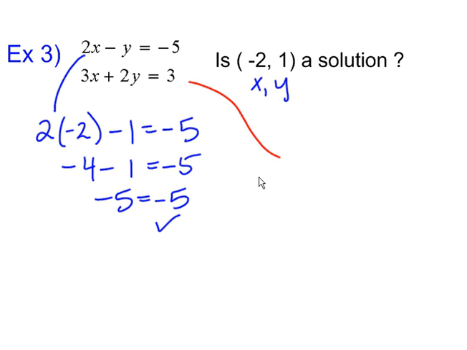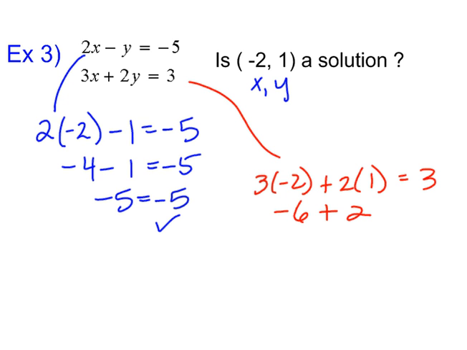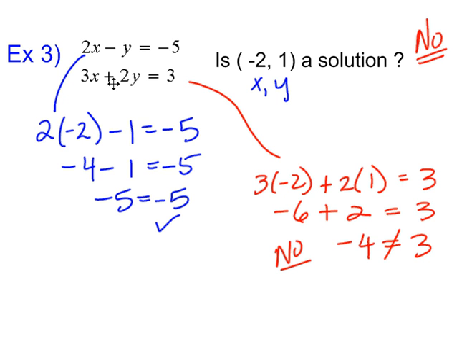Check the other one. 3 times -2 plus 2 times 1. Does that equal 3? Well, 3 times -2 is -6. 2 times 1 is 2. -6 plus 2 is -4, and that does not equal 3. So it's not a solution to this. So is it the common solution? No, it's not. Now, let's say you had started with the second equation first. If you found out that it was not a solution to that particular equation first off, then you could have stopped right there because it needs to be a solution to both.